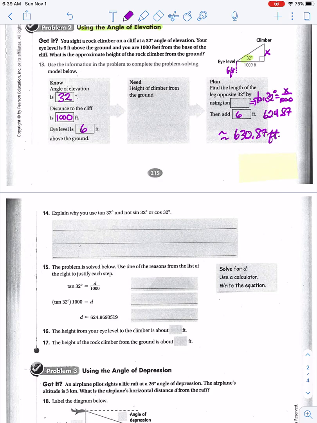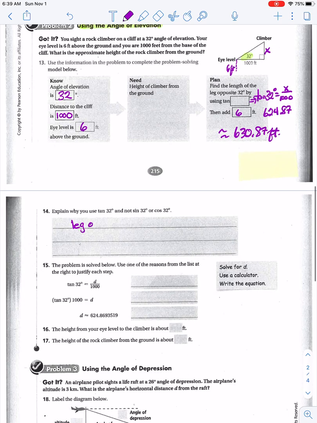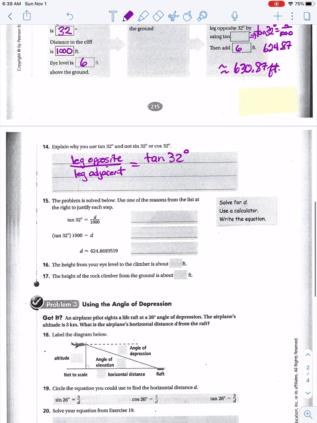Well, as I'm looking at my angle 32, I see that I have the leg opposite over the leg adjacent on my triangle, and that corresponds to the tangent for that 32-degree angle. Okay, super. All right, so then the problem is solved. Use one of the reasons from the list to justify how you answered the question.